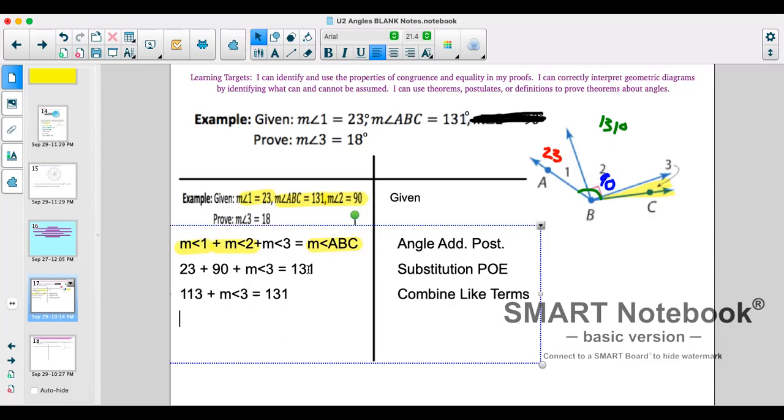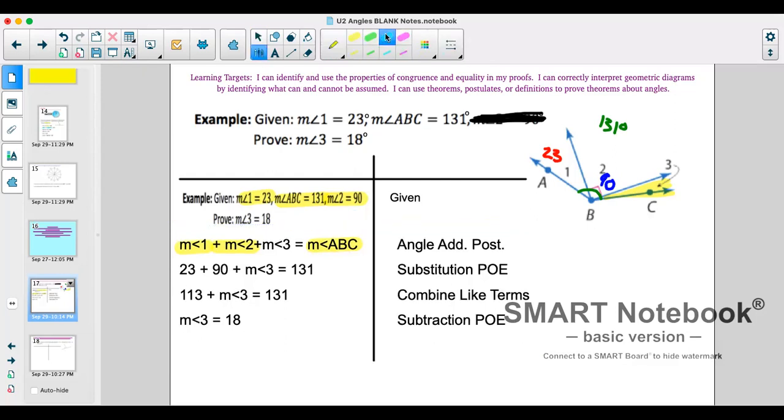Now, to finish out, I want to prove that the measure of angle 3 equals 18. So I only need the measure of angle 3 on that left-hand side. So what do I do? I subtract 113 from both sides of the equation, and that wonderfully gives me 18 degrees. Why am I able to do that? Well, I subtracted on both sides of the equation. So that is the subtraction property of equality. Have we proven what we were asked to do? There it is. Is that my very last step of this proof? Yes, it is. That means I am done.